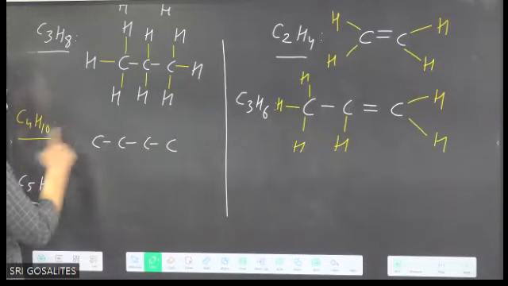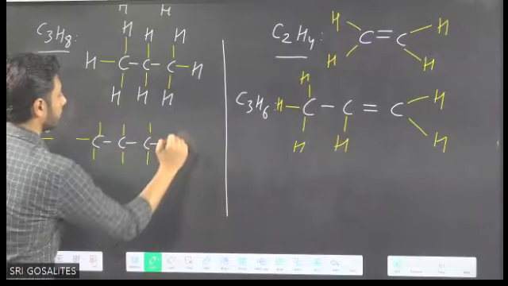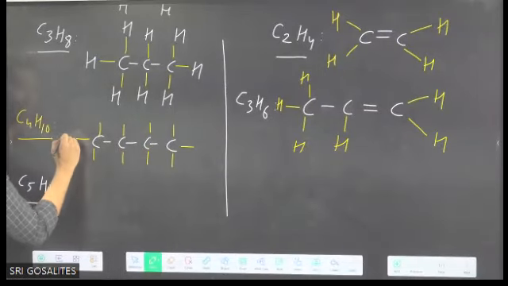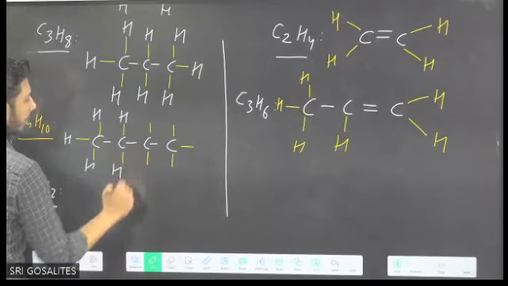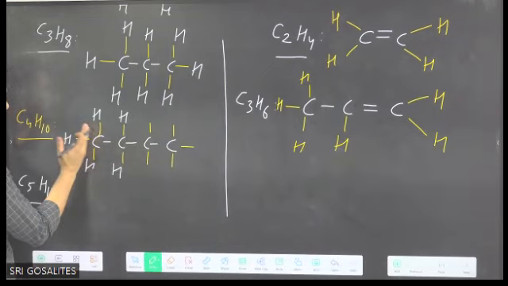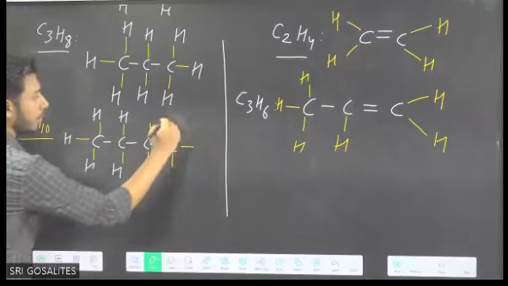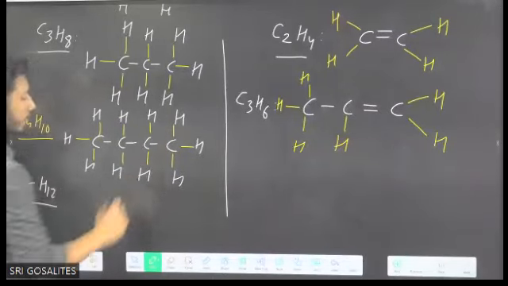For butane, how many carbons? Four. How many hydrogens? Total ten. CH3, CH2, because each carbon can form four bonds. The terminal will be CH3, here the other terminal is also CH3, and the middle will be CH2, CH2.